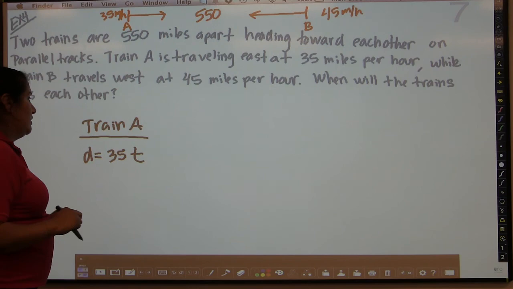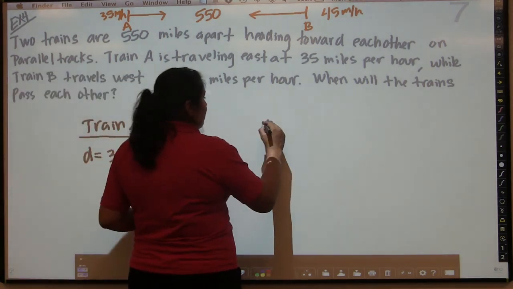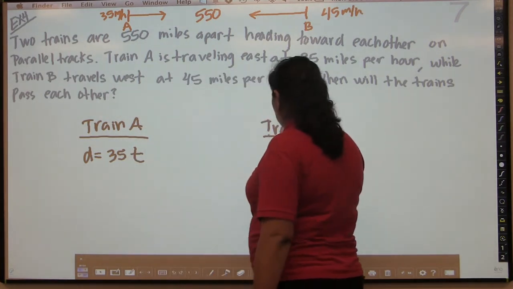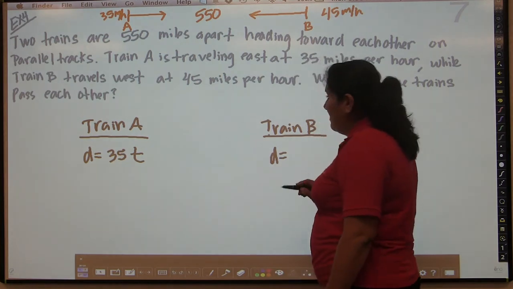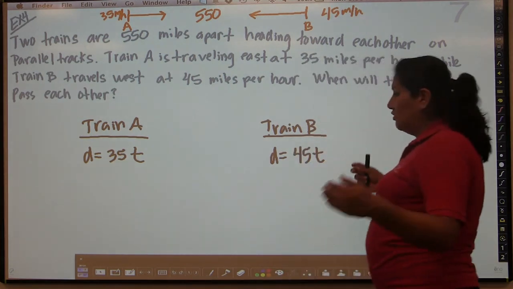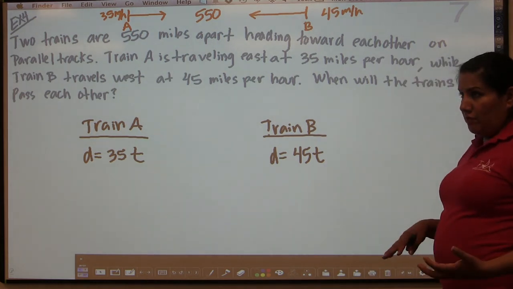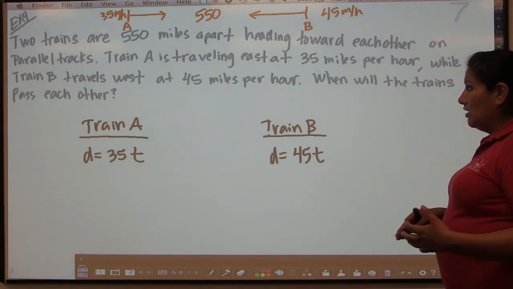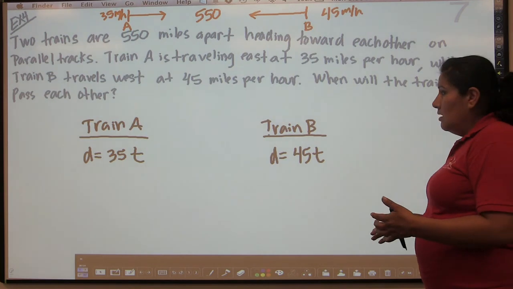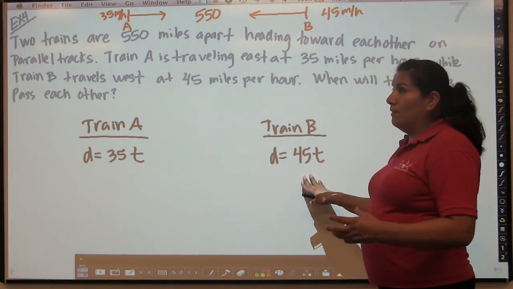When is a time question. So train A's distance is 35t. Train B, its distance is very similar, only it's not going as slow. It's 45t. Now both trains are going towards each other at the same time. So one is obviously going to travel farther than the other. That's another thing to keep in mind. They are not going to go the same distance. If they were going the same distance, then they would meet in the middle. But clearly train B is going faster, so train B is going to cover more distance.